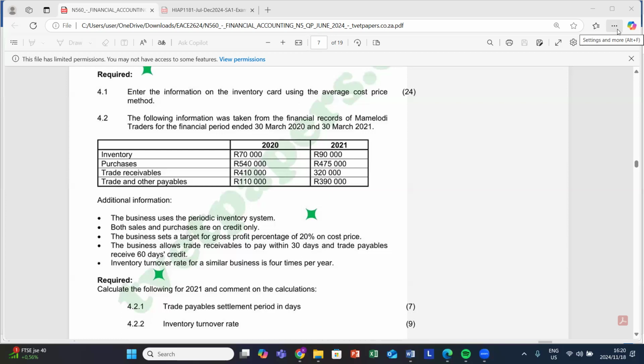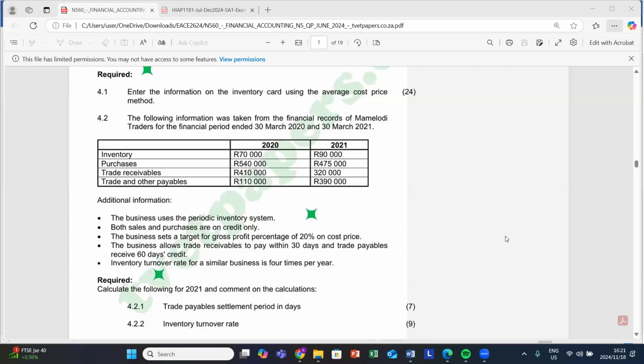For 4.2.1, they said that you should do your trade payables settlement period in days. We said that if ever they say that you should calculate it in days, in your formula you are supposed to times by 365 days. So our answer should have days. As I said, your formula is important.